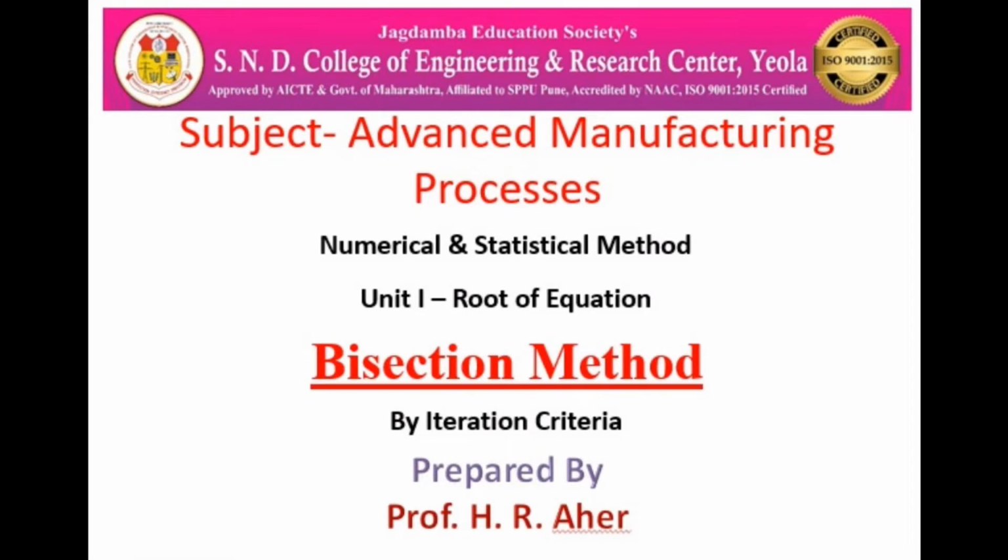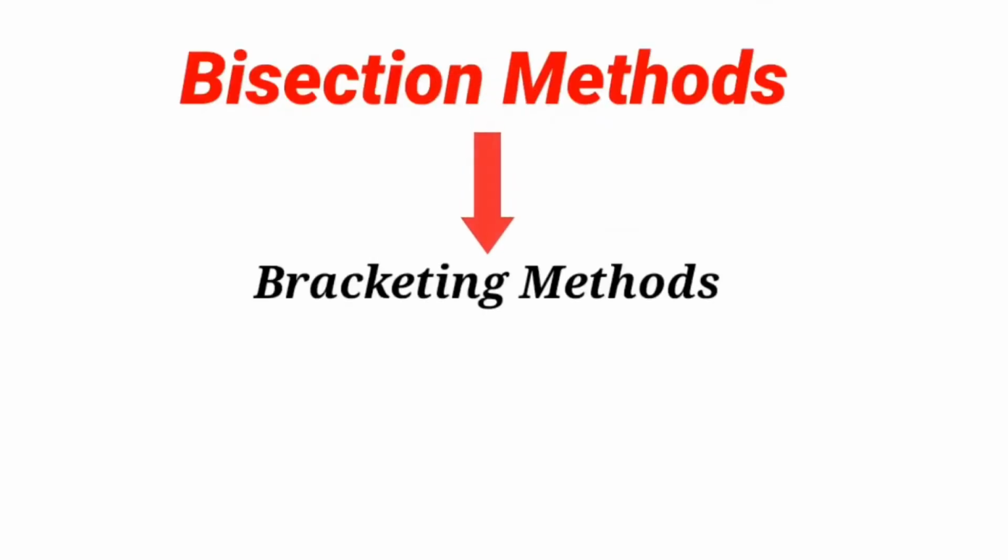In this video, we are going to see one of the root of the equation methods, that is the bisection method, and we are going to solve a numerical by iteration criteria. Now, what is actually the bisection method? The bisection method is one of the bracketing methods for finding the root of the equations. Important point, that is the root of the equation.